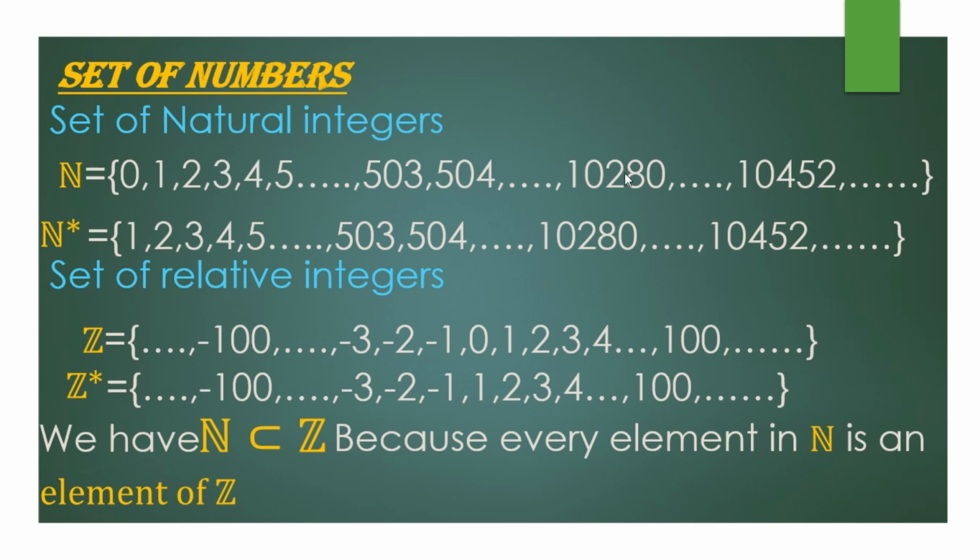Every element in N is an element in Z, so N subset Z. N subset Z. All the elements of N are in Z.